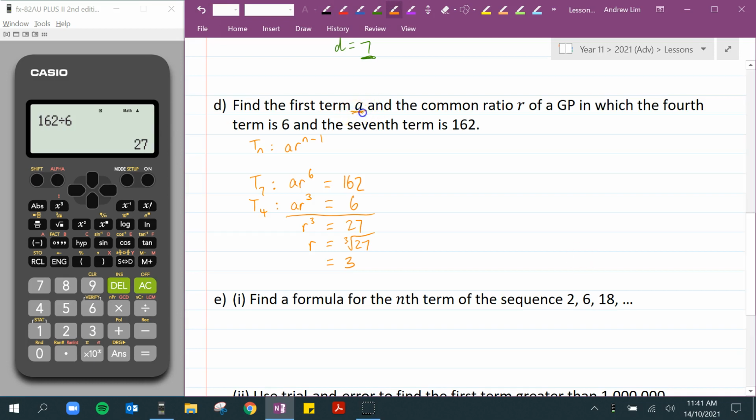However, we still need to work out what the first term is. So I'm going to sub this into any one of these. I'll probably sub it into this one here. A times 3 cubed is equal to 6. And that way I can work out what A is equal to. 3 cubed is 27, so 27A is equal to 6. So A is equal to 6 over 27, which simplifies to 2 over 9. And that's it.